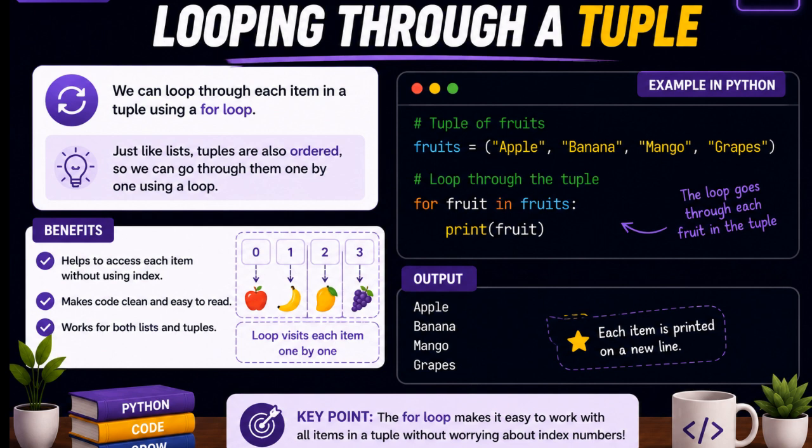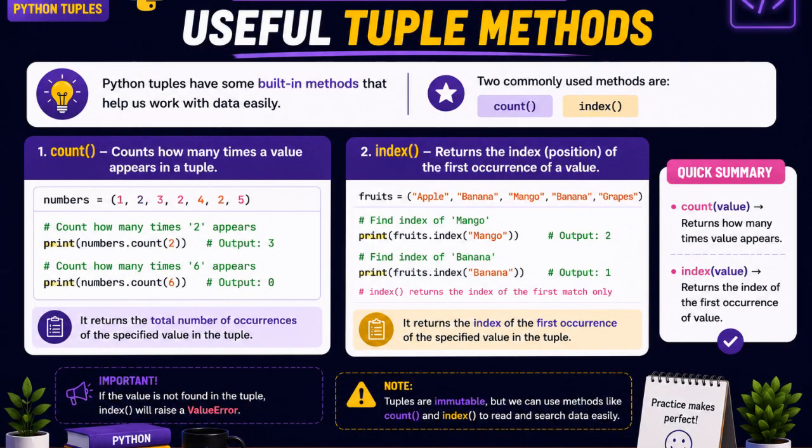Okay, now let's look at two useful tuple methods, that is count and index. The count method tells how many times a particular value appears in a tuple. For example, the number 2 appears 3 times in the tuple, so count of 2 returns 3. The index method tells us the position of the first occurrence of a value. For example, mango is at index 2, so index of mango returns 2. Remember, count tells how many times a value appears while index tells us its position.